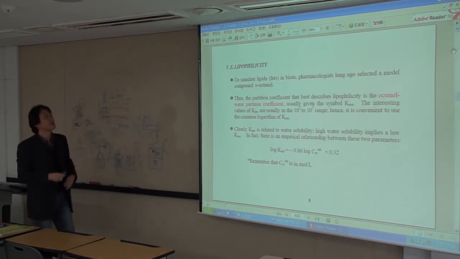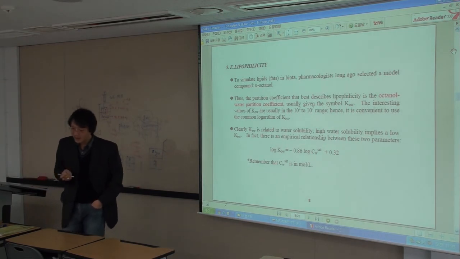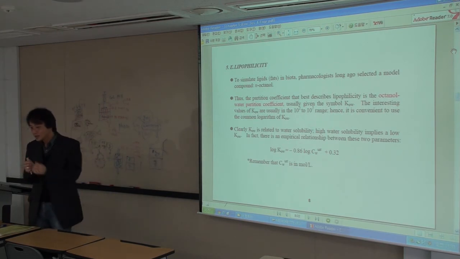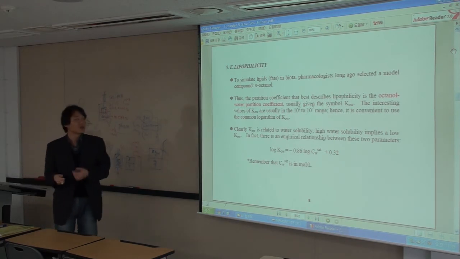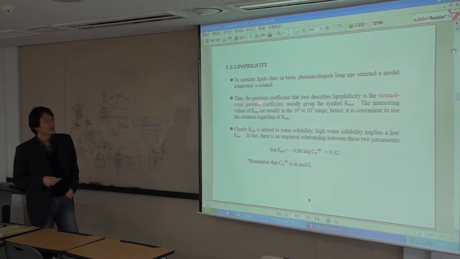Much more focus on lipophilicity, to simulate lipids, fats in biota. A pharmacologist long time ago selected a model compound, octanol, because they wanted to simulate human fat and human protein, so that they could know which chemical and what amount can effectively act on the human body. That is very, very important. So they wanted to do some simulation, and for human fats, they are using octanol here. This is the partition coefficient best described as the octanol-water partition coefficient.